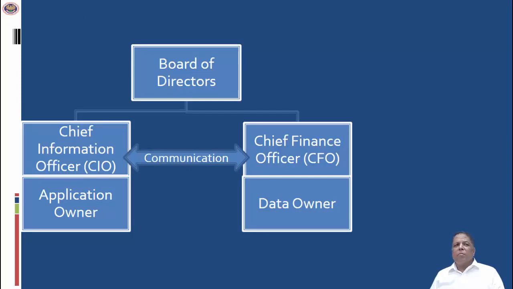If we look at this diagram, the Chief Information Officer or the CIO, the head of IT, should be reporting directly to the Board of Directors. The Chief Finance Officer or the CFO should also be independently reporting to the Board of Directors. The CIO is the application owner. The CFO is the data owner. There needs to be communication between both the teams. Now there could be other scenarios as well. If the CIO is reporting to the CFO, there could be additional controls, and we need to assess this information when we start the audit.